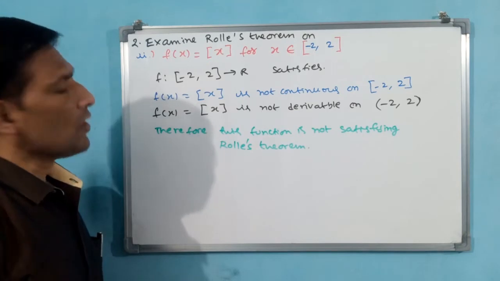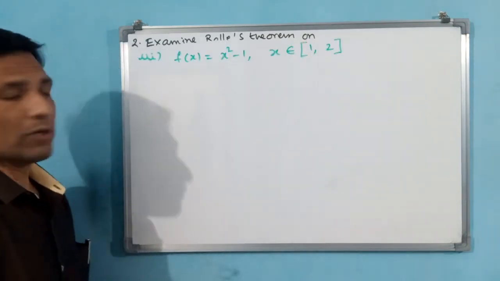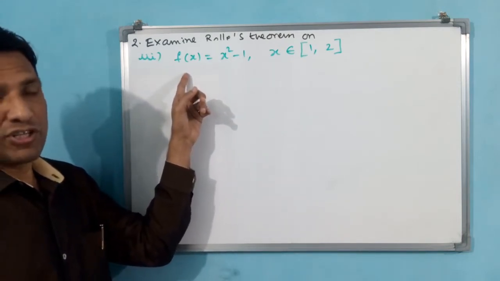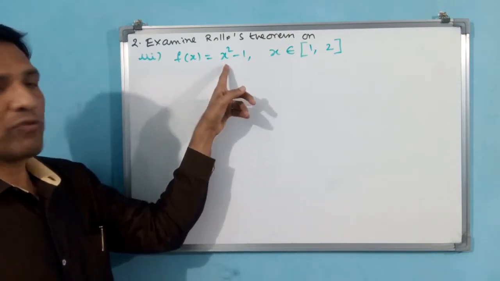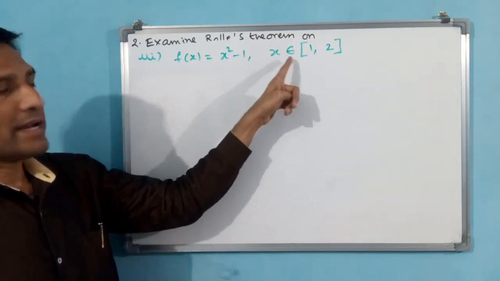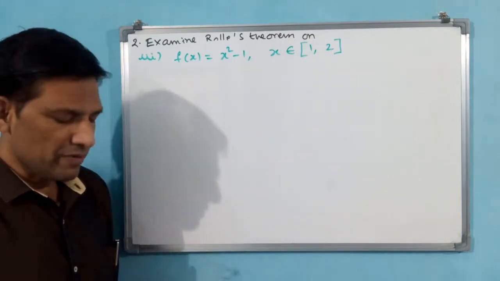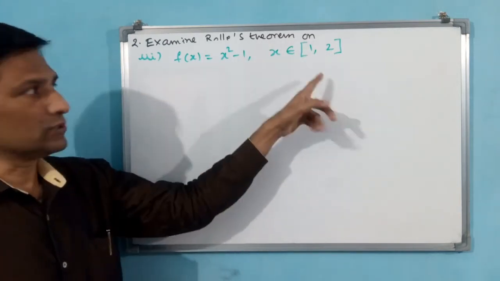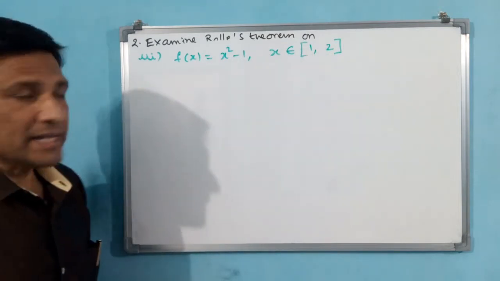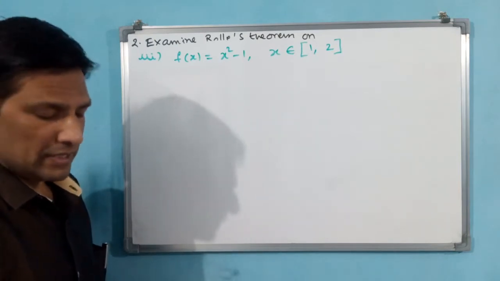Okay. We go for the third part of the second question. Now the function has been changed. Not the greatest integer function. X square minus 1, a polynomial function. And x belongs to the closed interval 1 and 2. That means between 1 and 2, 1 also, 2 also. Why? Because closed interval. Let us write the conditions for Rolle's theorem. What conditions are going to be satisfied?